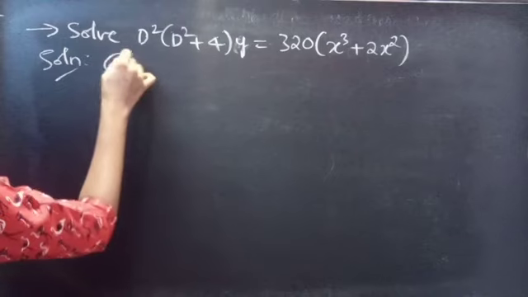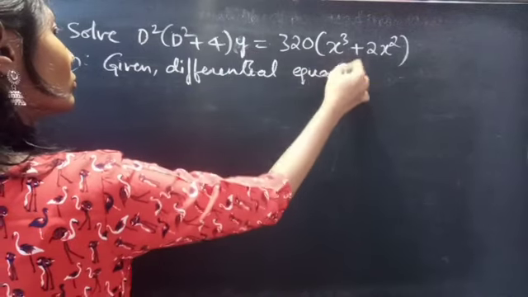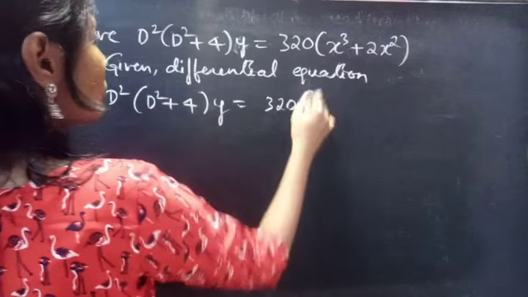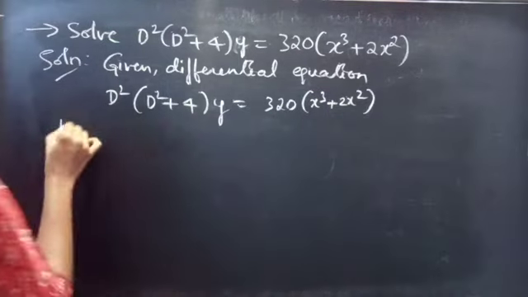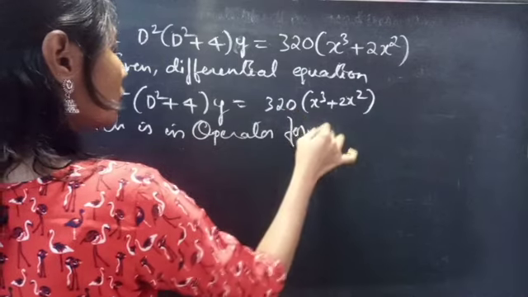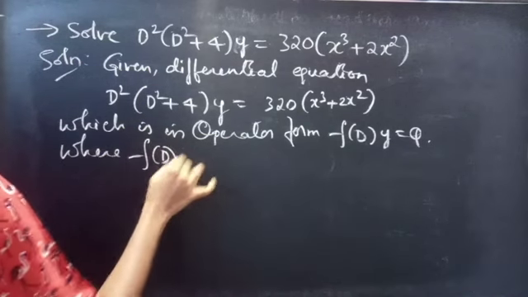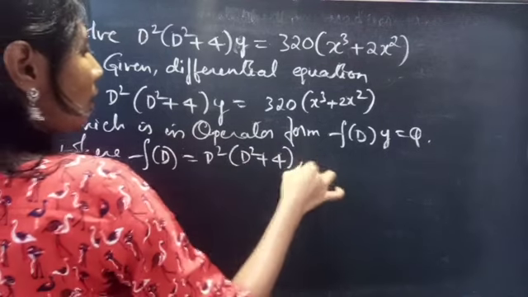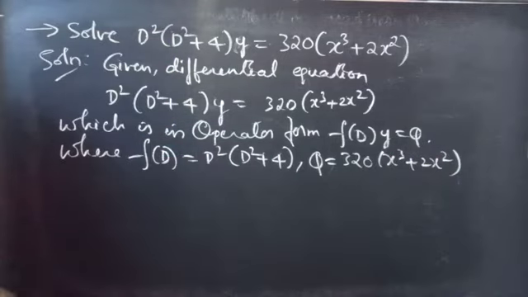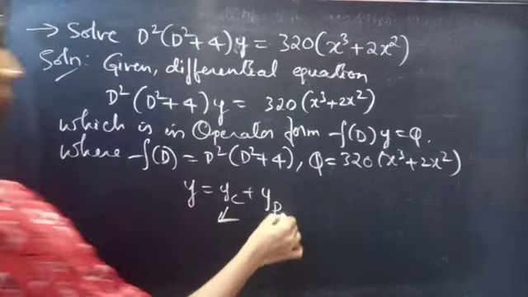Now coming to the problem. Solution. Given differential equation: D square into D square plus 4 into y equals to 320 into x cube plus 2x square, which in operator form is F of D into y equals to Q, where F of D equals to D square into D square plus 4, and Q is 320 times x cube plus 2x square. Now we need to find the general solution to the given equation, which is given by y equals to yc plus yp. Here yc is the complementary function and yp is the particular integral.